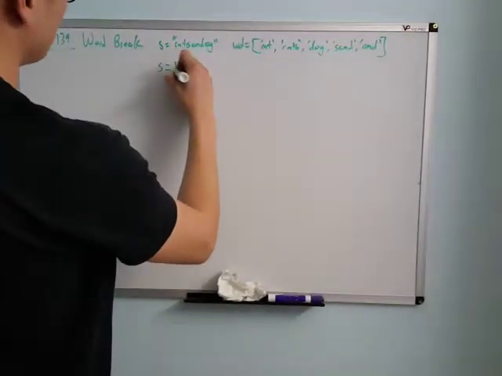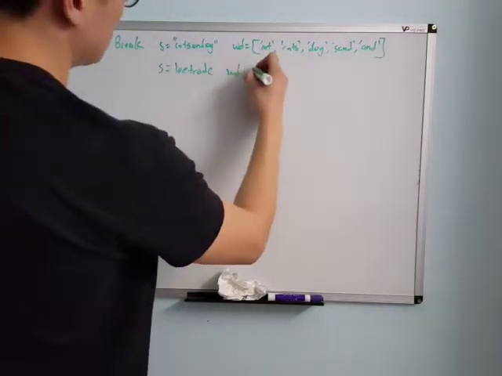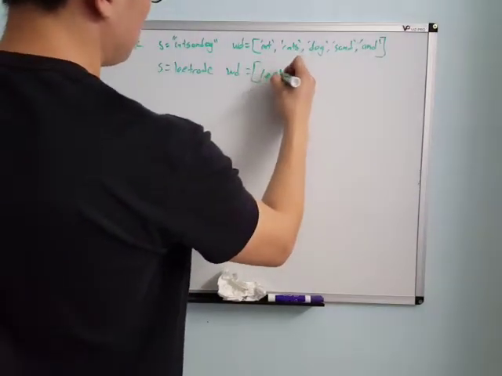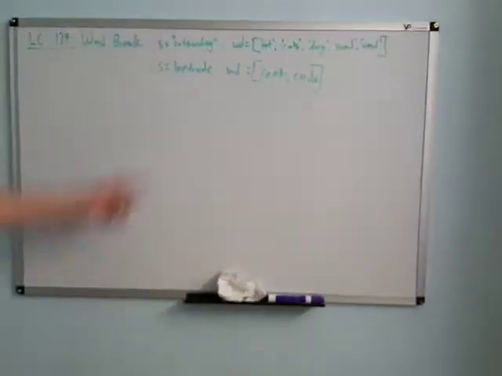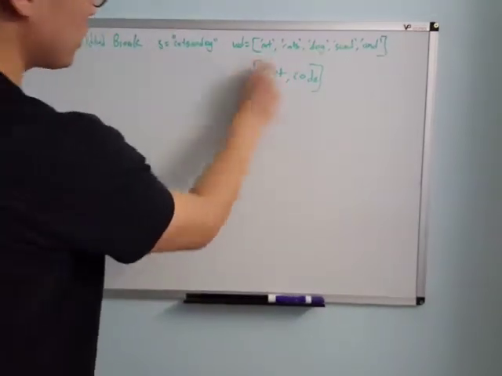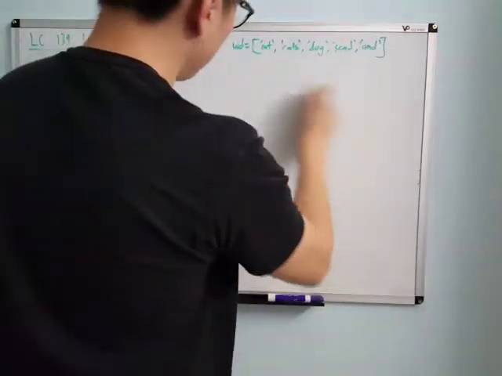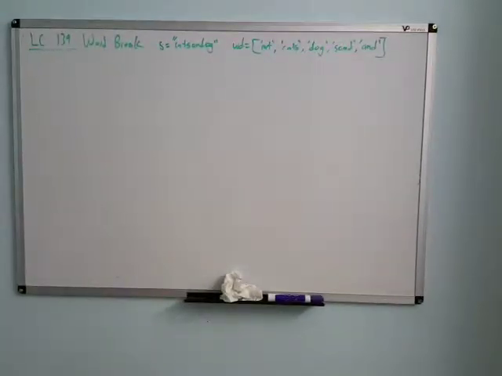But if you had S equal to leetcode, as a string, and a word dict of leet and code, obviously you could segment it into leet and then code. So that leetcode would return true, and in the previous example it would return false, because you cannot fully segment it with the words given in this dictionary. So we're returning some sort of Boolean value.